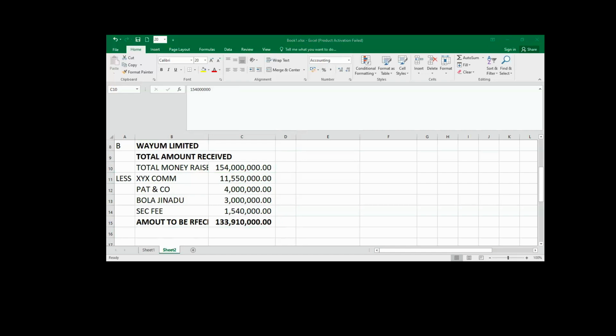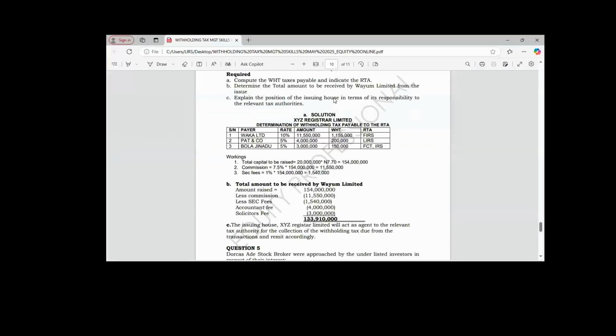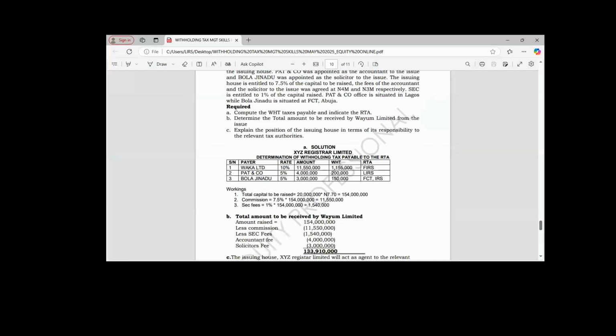Then the last thing we are asked is: explain the position of the issuing house in terms of responsibility to the relevant tax authority. So who can tell us what you think will be the position of the issuing house, SYZ Registrar, in terms of responsibility to the relevant tax authority? What is their position?